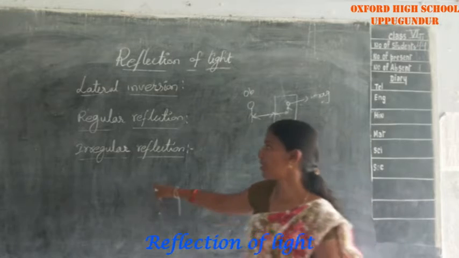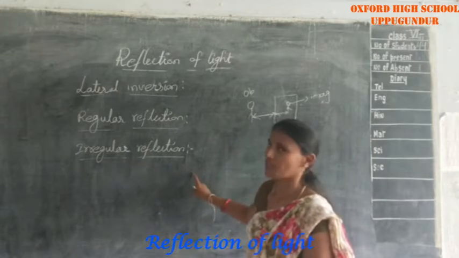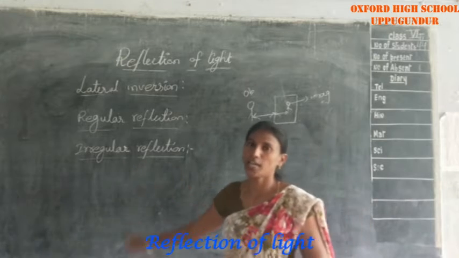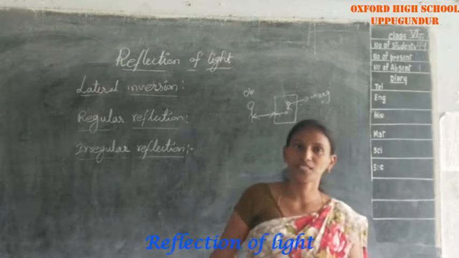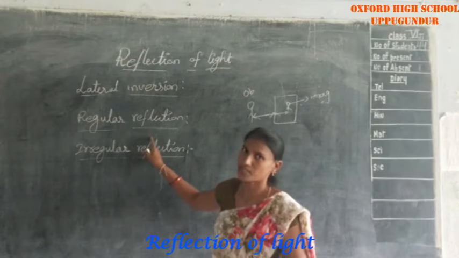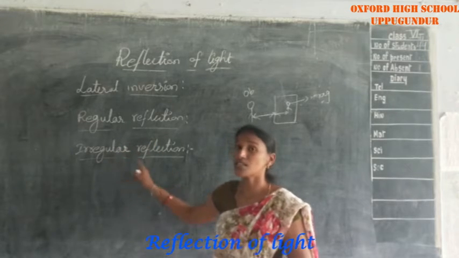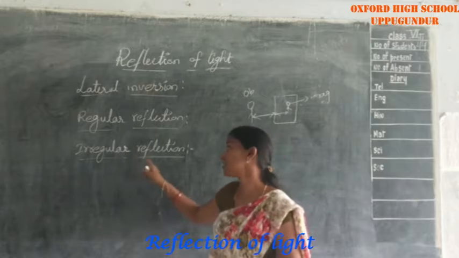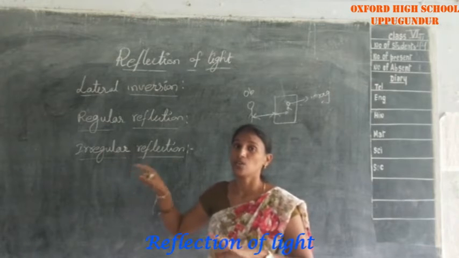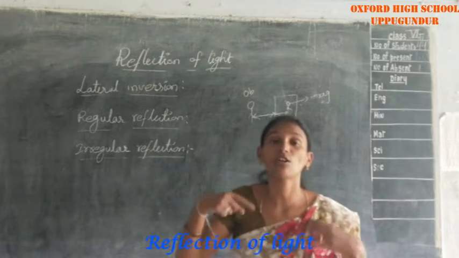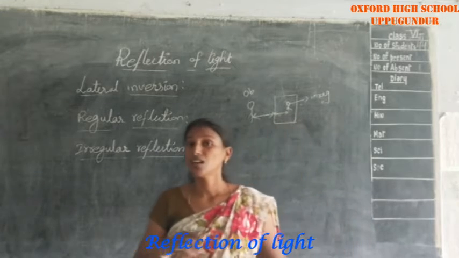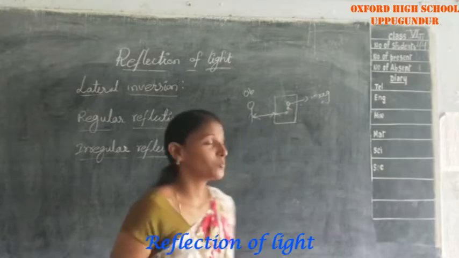The next point is irregular reflection. It is the opposite of regular reflection. Regular reflection is from a smooth surface, but here we consider an irregular surface. Irregular reflection means reflection from an irregular surface, where you do not observe a clear image. You understood?